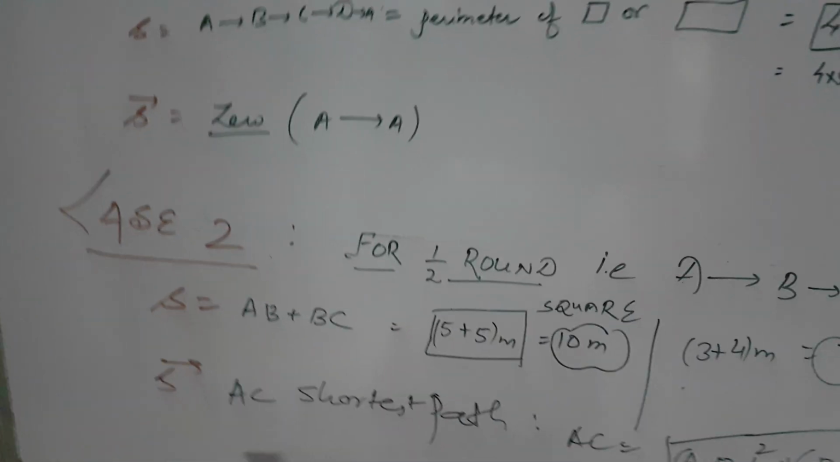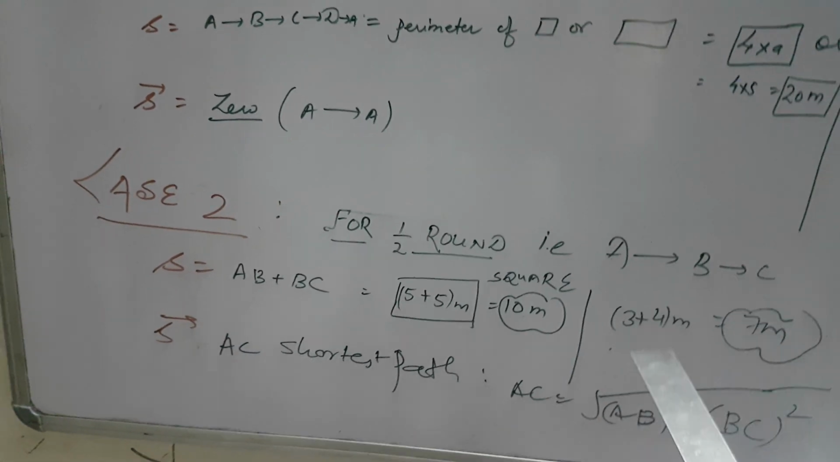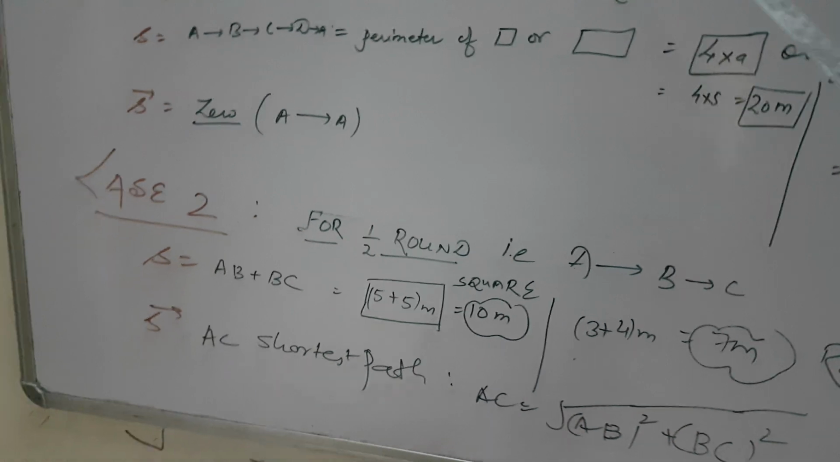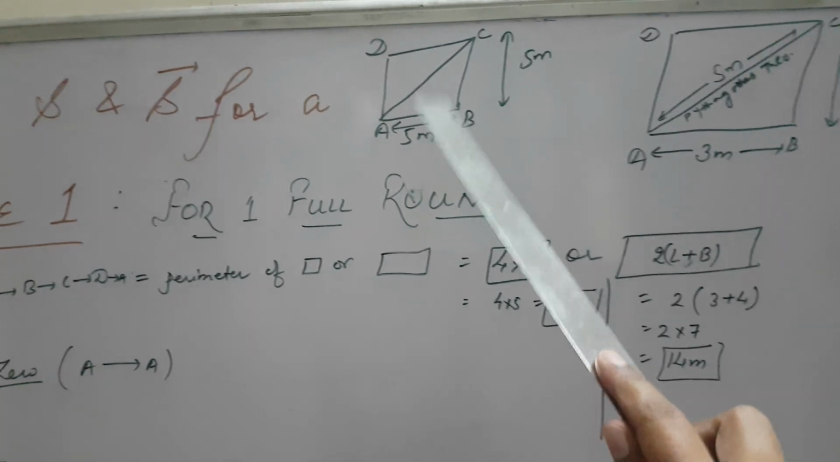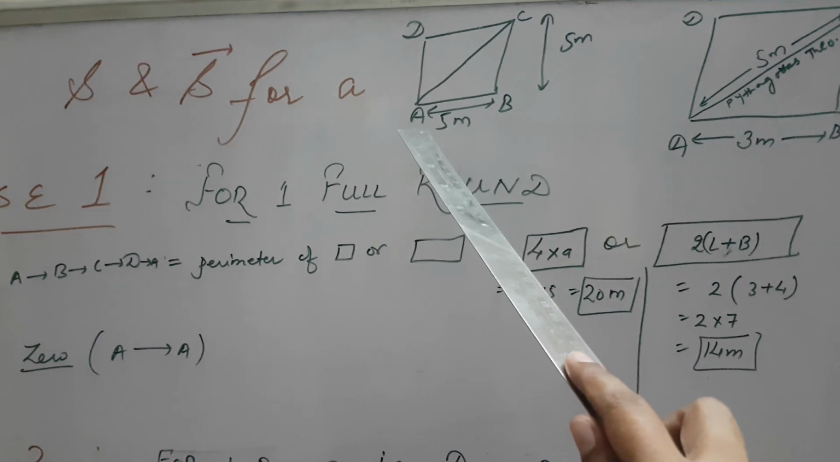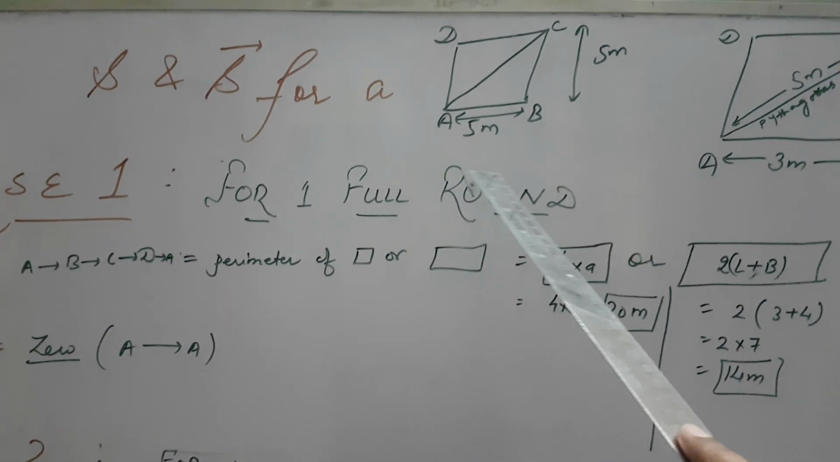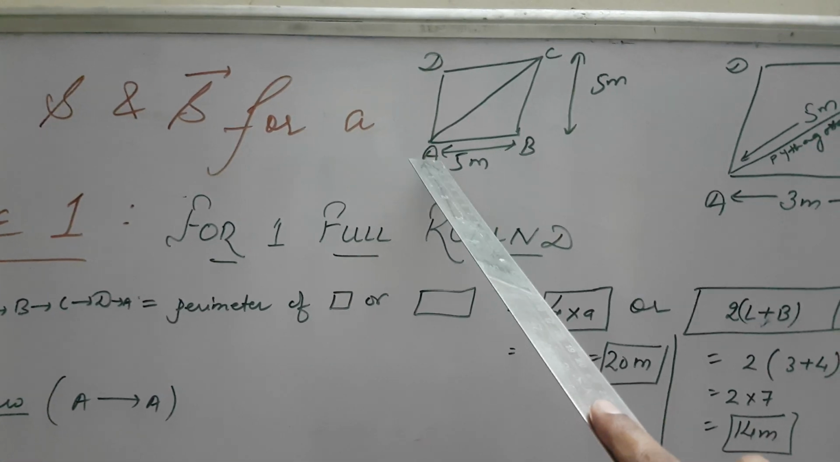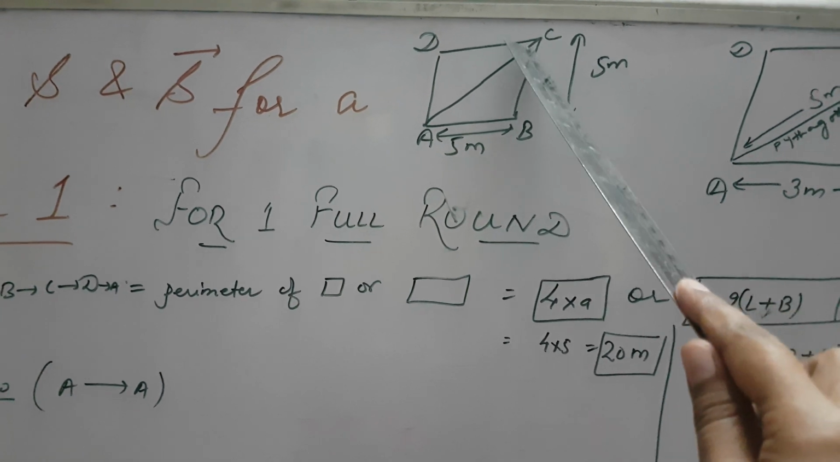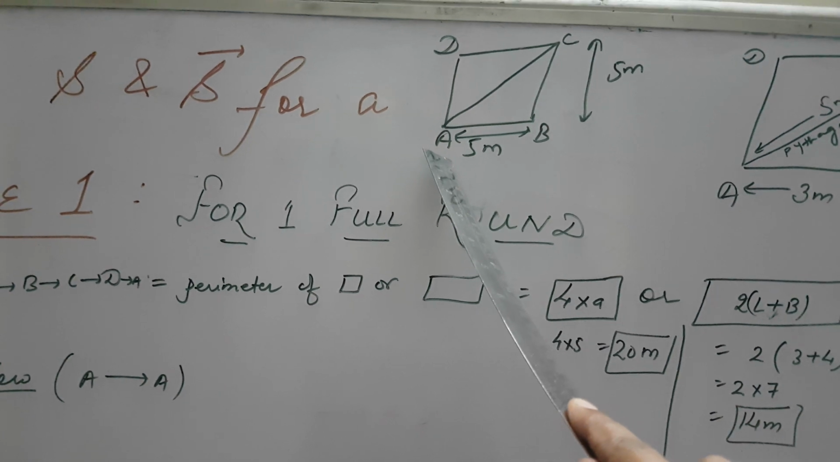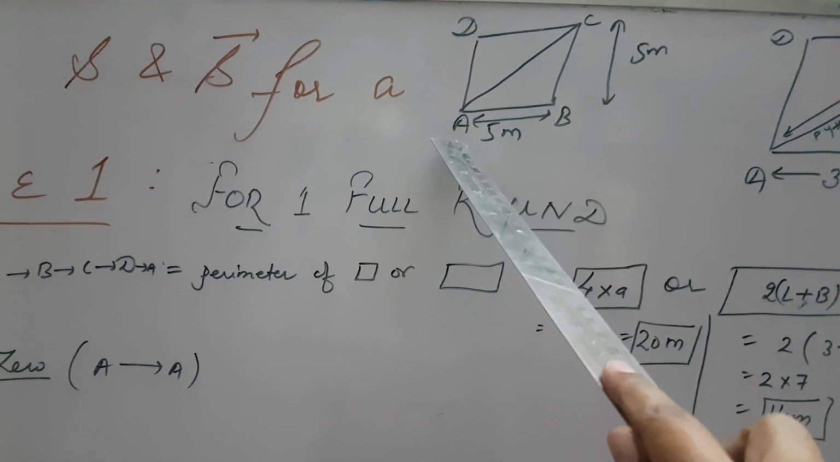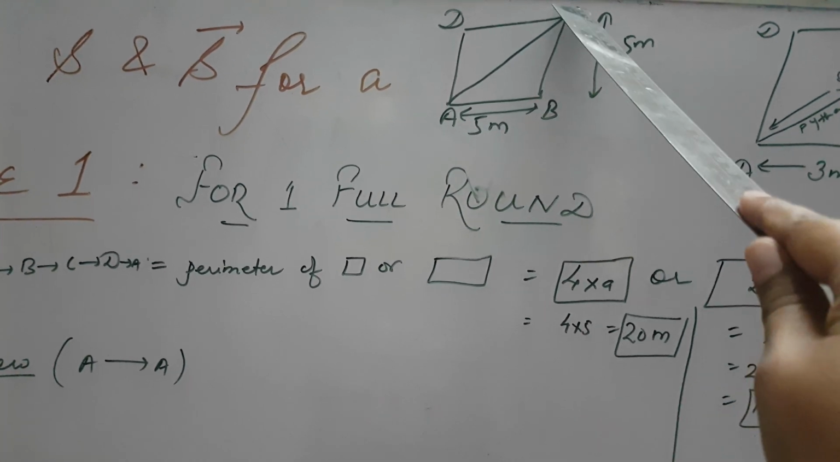Next, come to case number 2. Case number 2 is obviously the calculation of distance and displacement for half rounds for these two geometrical figures. Half round means the body has traveled two sides instead of all four sides. So two sides will be AB and BC, because CD and DA when taken along with these make one complete round. So we are moving along path AB to BC.